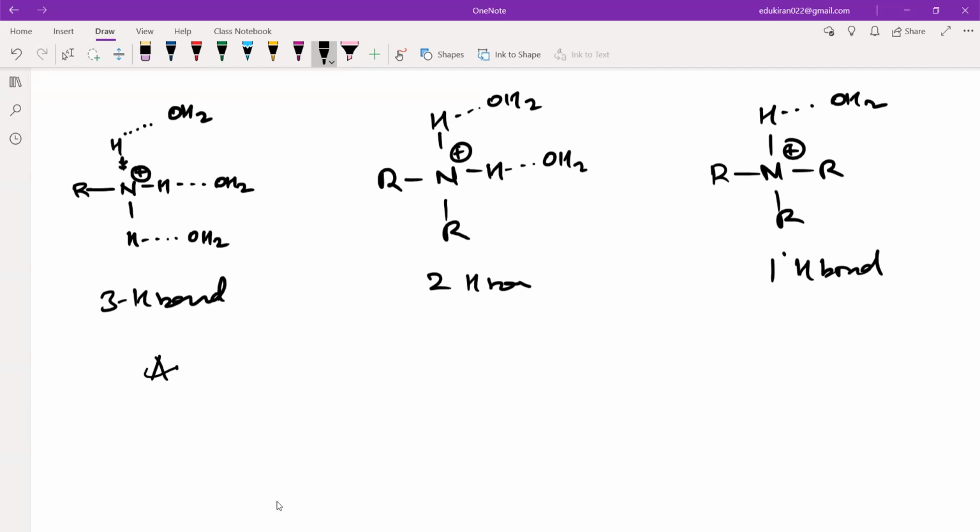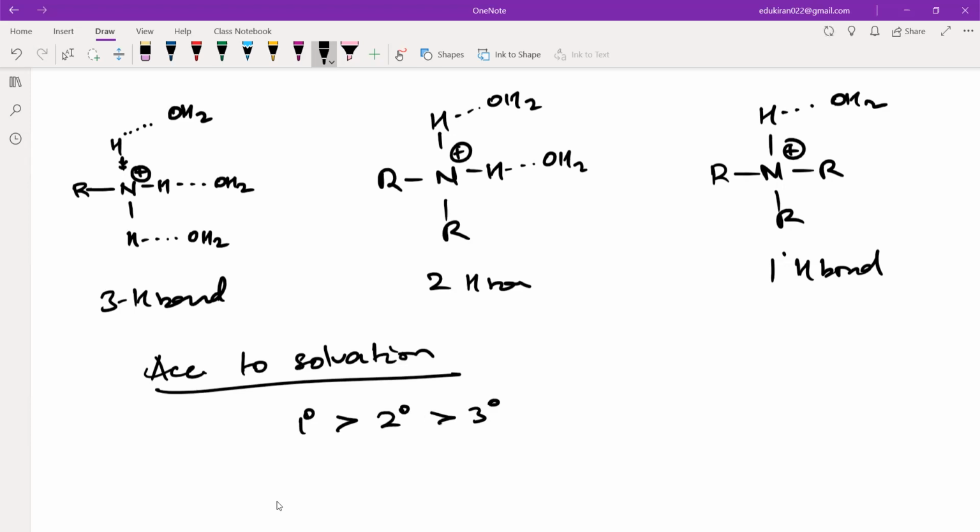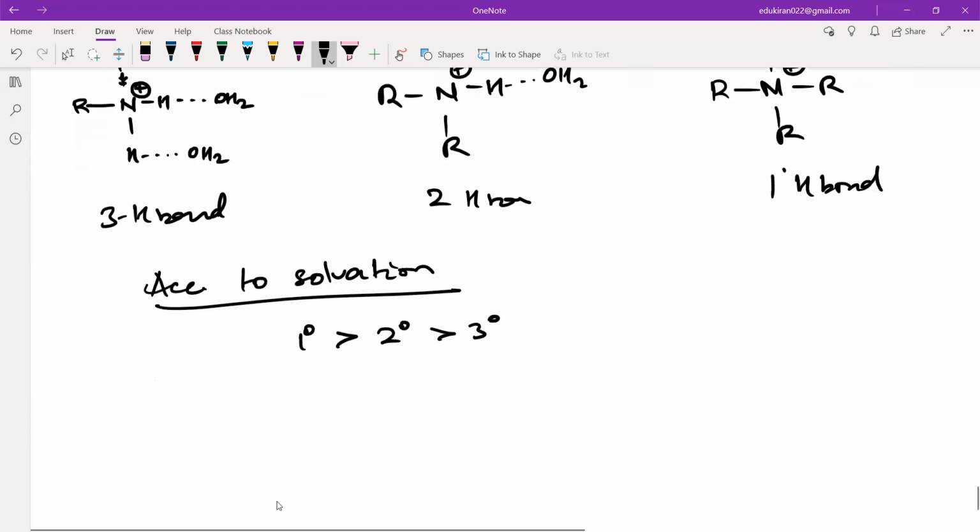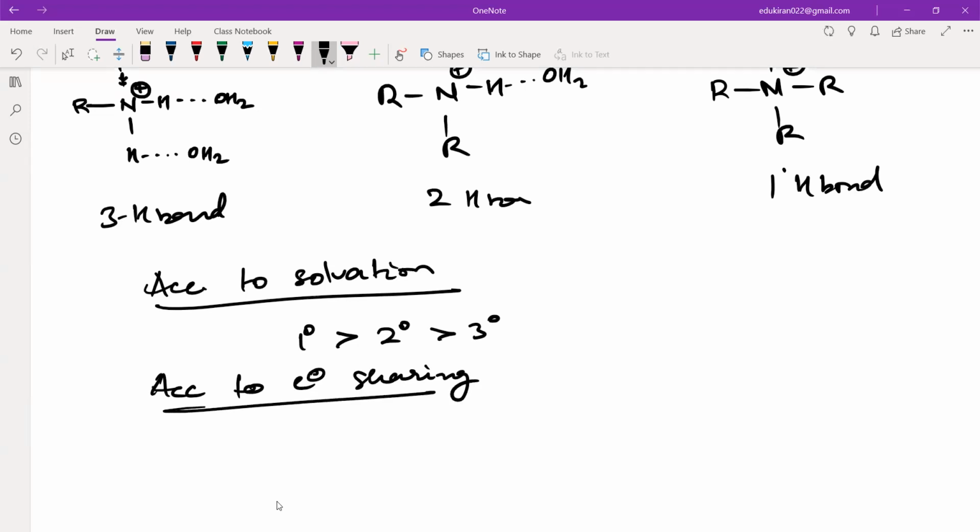According to solvation, 1 degree is having more attractive forces, right? So 1 degree will be more stable than 2 degree, than 3 degree. This is according to solvation. But according to electron sharing, the order is 3 degree is greater than 2 degree is greater than 1 degree. So we have a conflict of interest here.